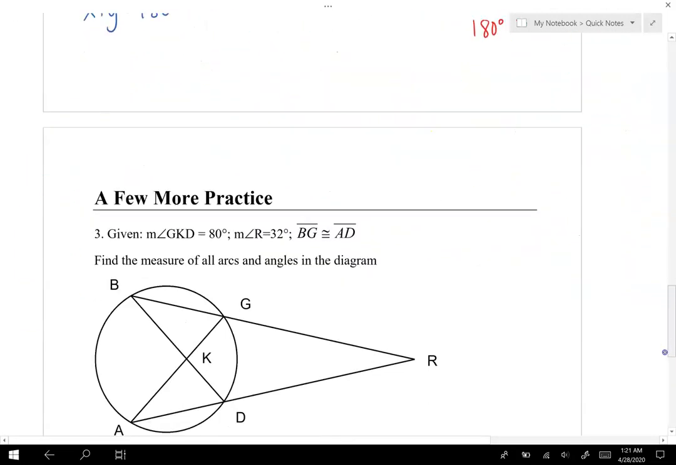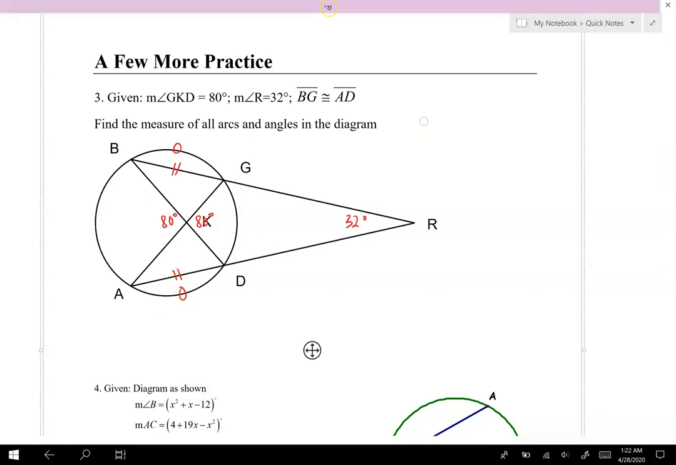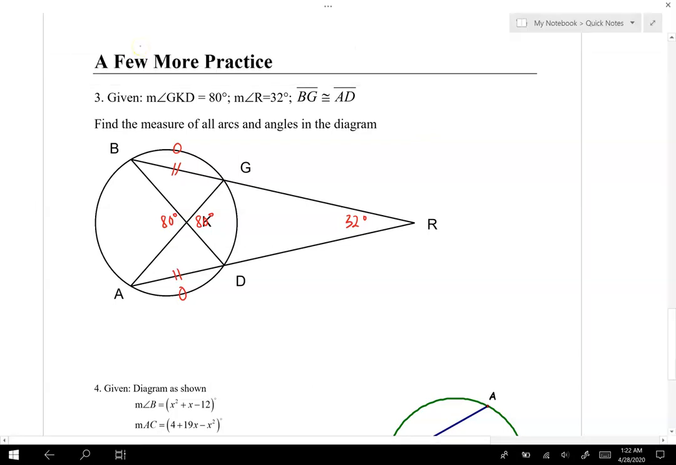All right, 2 more practice. Given angle GKD is 80, which means this is 80, and angle R is 32, and I have BG congruent to AD, which means those are congruent as well. Find the measure of all arcs and angles in the diagram. I'm going to do that in a different color. That arc I'm going to call X. This one we're going to call Y.